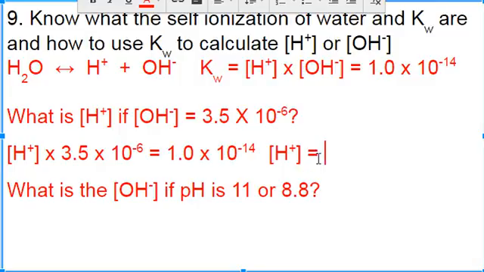And when I do that, I end up with an H plus value equal to 1 times 10 to the minus 14th divided by the 3.5 times 10 to the minus 6th. I get 2.85, or 2.9, times 10 to the minus 9th.